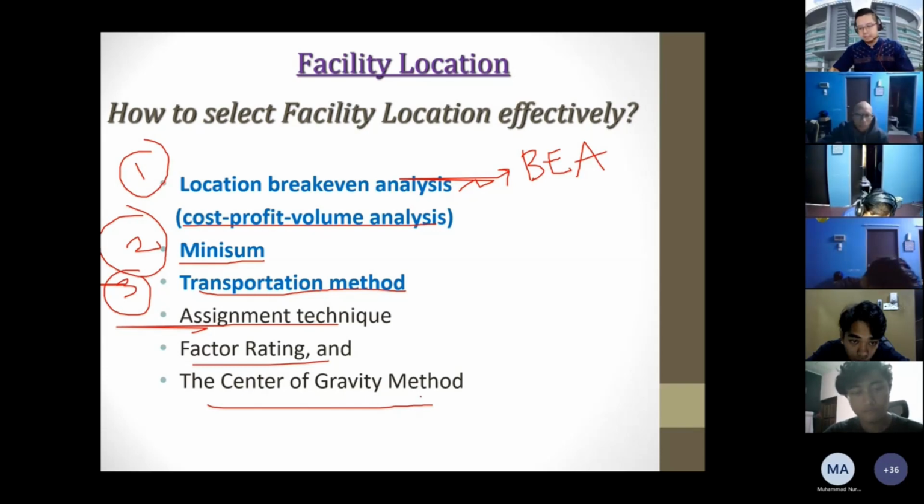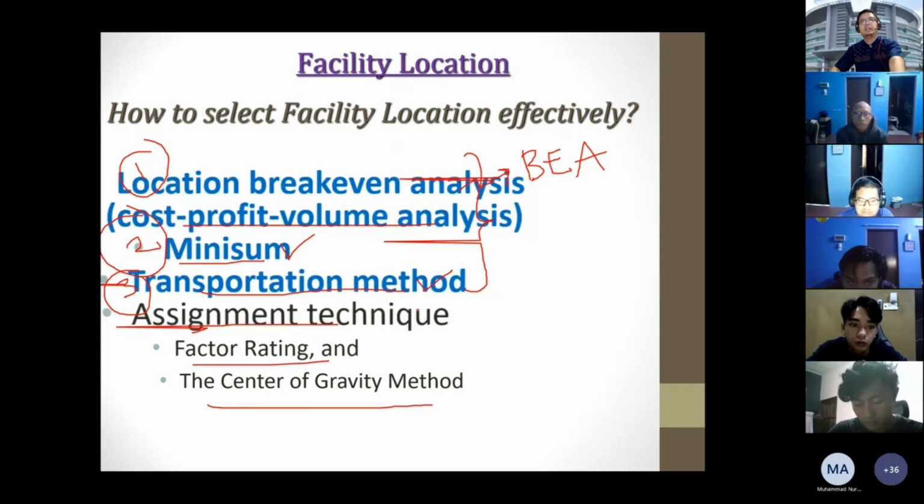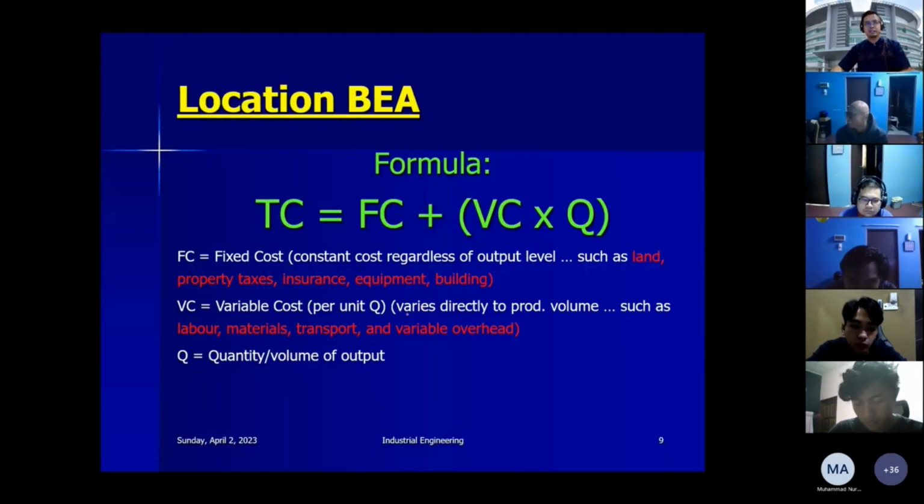In this topic, for the undergraduate study, we only focus on 3 types of these calculations in order to determine how to select the facilities location effectively. The first one is BEA, the second one is minisum, and the last one we call transportation methods. This topic is very important. It has both theory and calculation, so we look at them one by one.